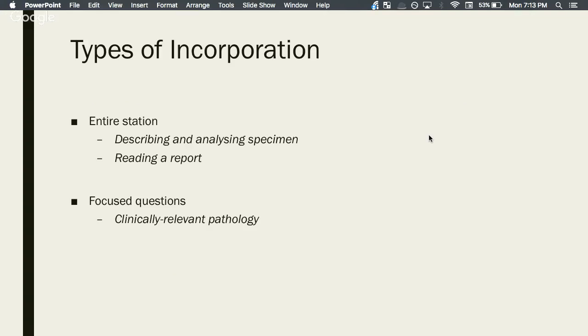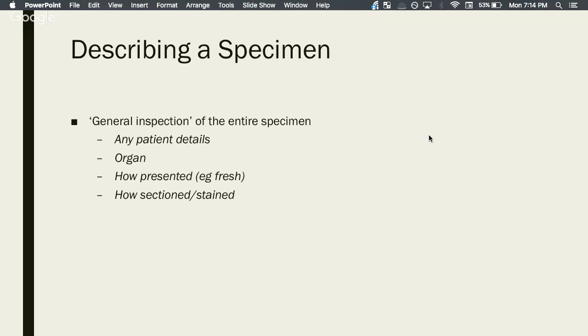So, in terms of OSCEs, if they threw an OSCE on you, I reckon that would be really unfair considering just how much path you guys are assessed on. But they can throw in an entire station on it. So it could be describing and analysing a specimen or reading a report. Reading a report is literally reading out the report, that's not too bad. And sometimes they can have focused questions at the end of the station, which would be clinically relevant pathology. So anything that you guys have covered is fair game.